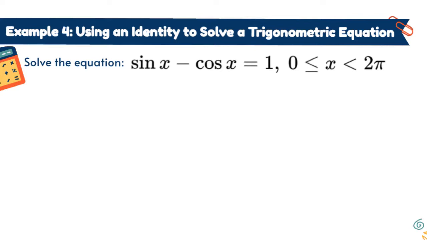When looking at this equation, I can see the possibility of using the Pythagorean identity, which is sine squared x plus cosine squared x equals 1. And in order to use that identity, I would need to square both sides of my equation. So I have to write it out like this: sine x minus cosine x equals 1, and then square both sides.